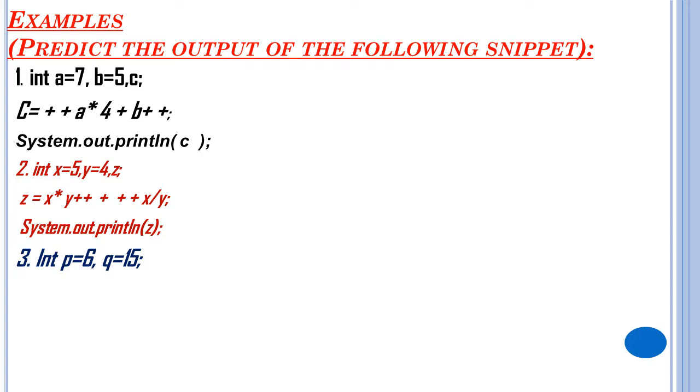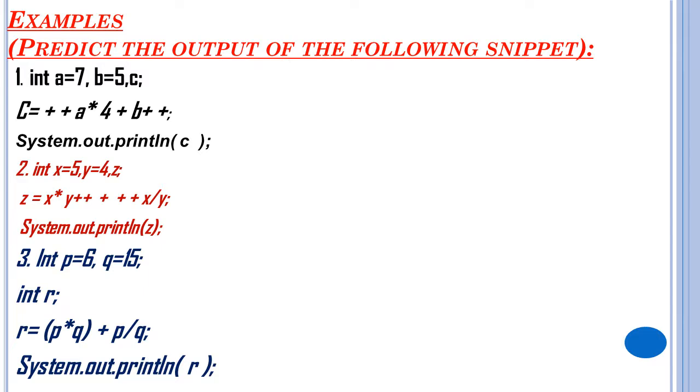Third one, int p equals 6, q equals 15. You are going to calculate int r also. R equals p * q + p / q. This is about one more example. Here nothing will change. 6 into 15 plus 6 divided by 15. The final value will be 90. R means the final value will be 90.